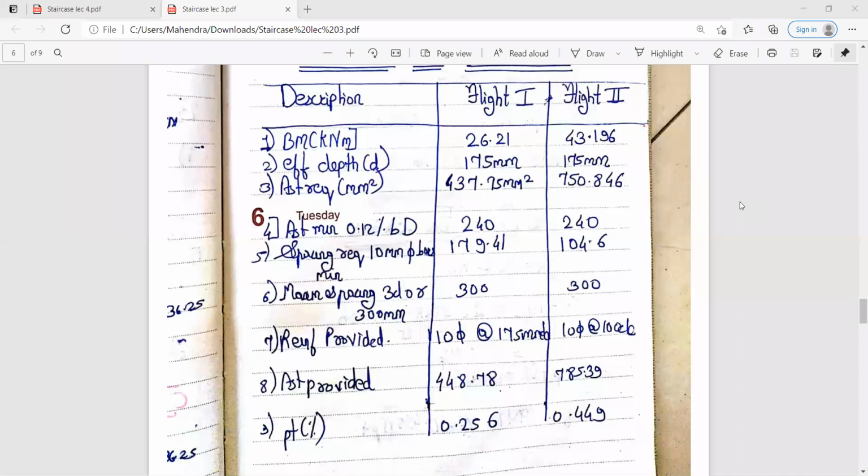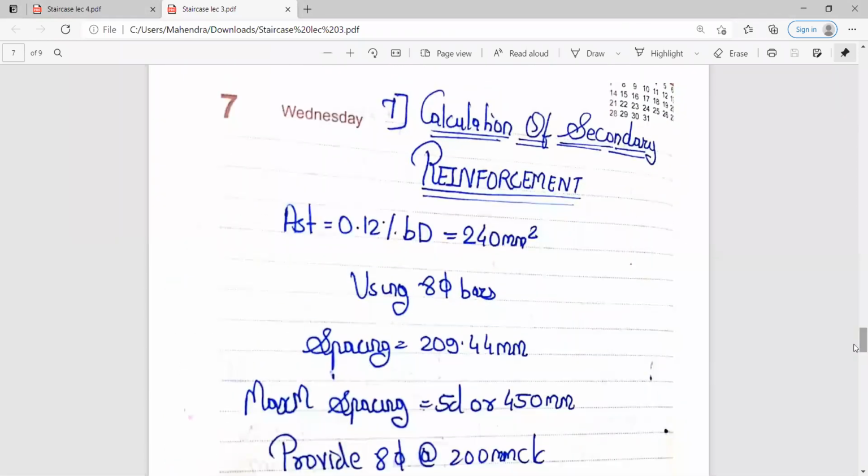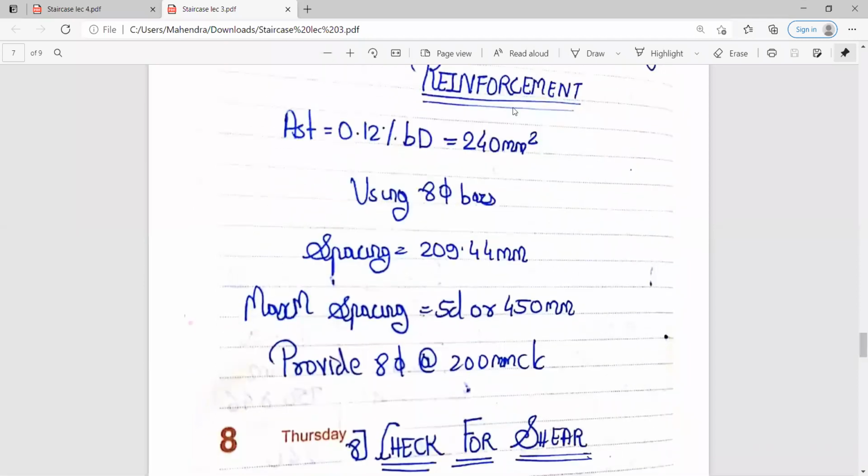Then proceeding further, for the next step, you need to calculate the secondary reinforcement. So again, for the calculation of secondary reinforcement, first of all, you need to calculate AST. So AST calculate करने के लिए again you are having the formula that is 0.12% of B into D. Again, B is 1000 and D is 200. तो आपको AST मिलेगा 240 mm square.